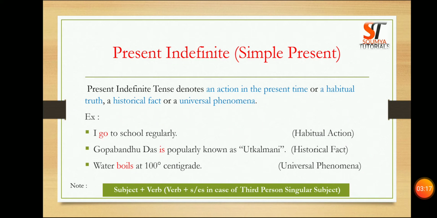Here, in present indefinite structure, the sentence has a subject and verb. The verb is in basic form, and when the subject is in third person singular, the verb is associated with s or es, as in the third sentence, water boils at 100 degrees centigrade.